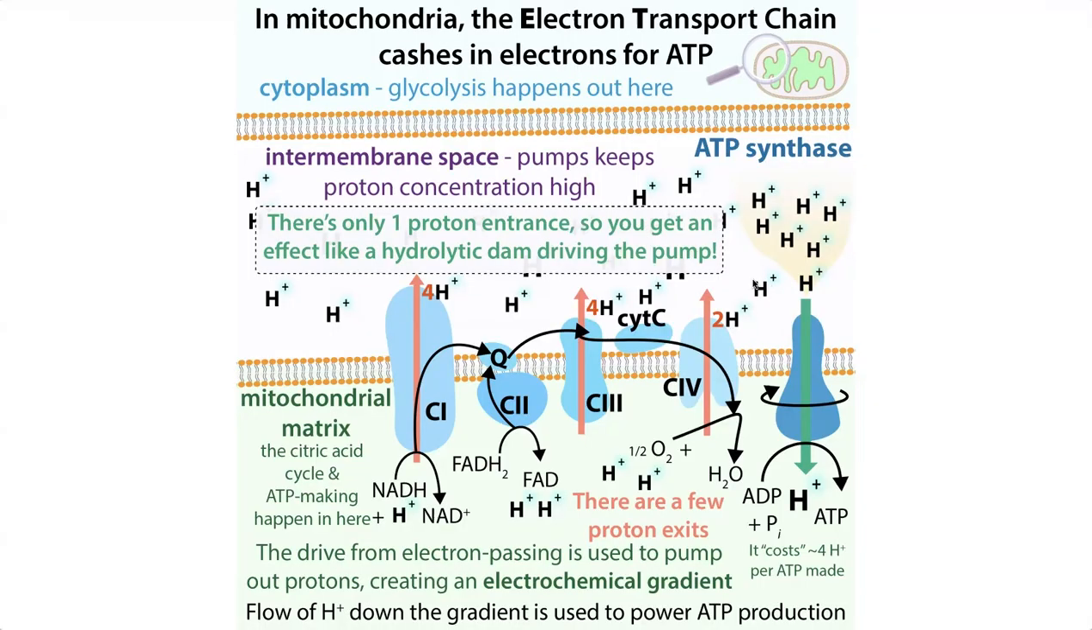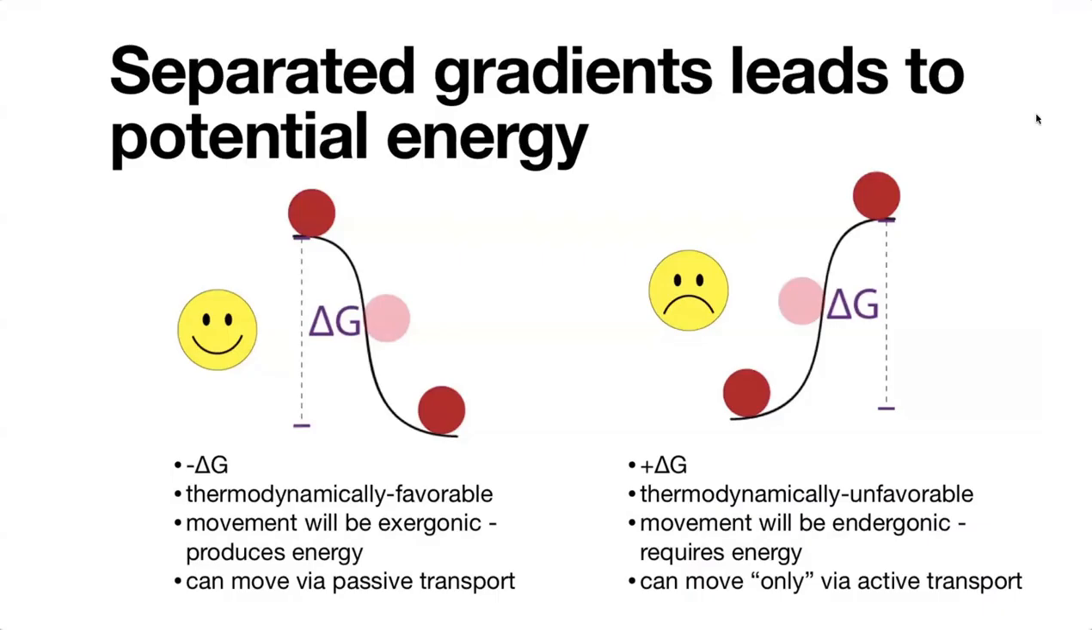So it's a chemical gradient because we have more protons in here than in here. And so we have more of this chemical species in this compartment than in this compartment. And it's an electrical gradient because these protons are positively charged. So we're having a separation of charge as well as a separation of this chemical species. This is going to give you a strong electrochemical gradient. Gradients give you energy to move.